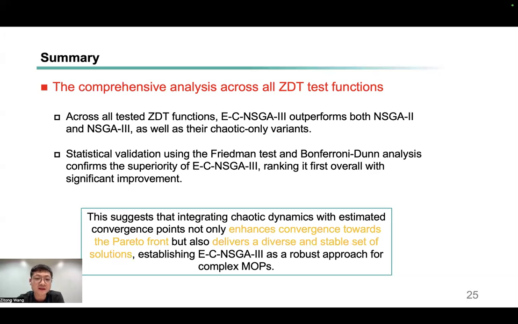This suggests that integrating chaotic dynamics with estimated convergence points not only enhances convergence towards the Pareto front, but also delivers a diverse and stable set of solutions, establishing ECNJ3 as a robust approach for complex multi-objective problems.